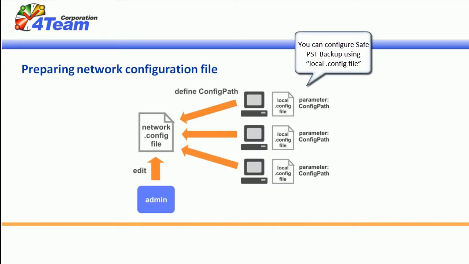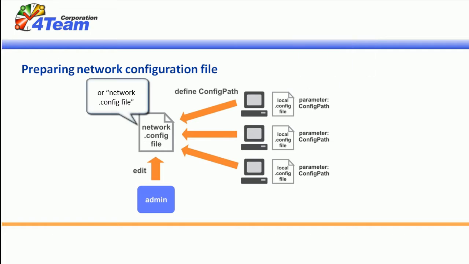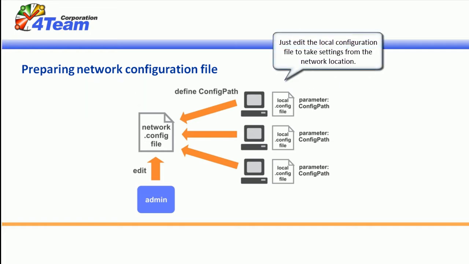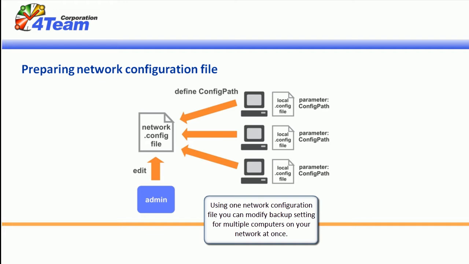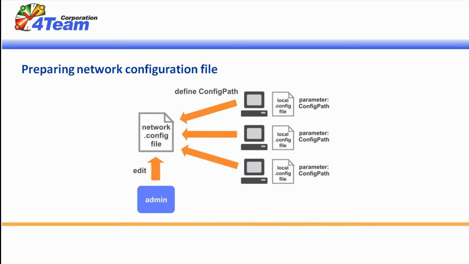Preparing network configuration file. You can configure Safe PST backup using local config file or network config file. Just edit the local configuration file to take settings from the network location. Using one network configuration file, you can modify backup setting for multiple computers on your network at once.